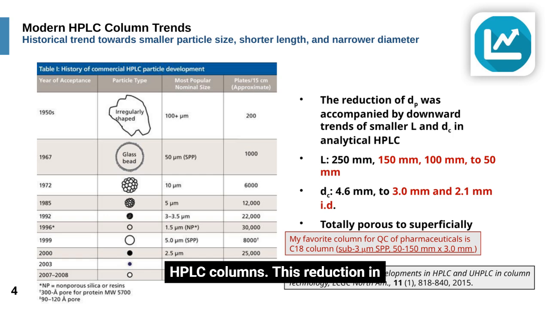This reduction in particle size has been accompanied by downward trends in column length and internal diameter. For QC of pharmaceuticals, a C18 column with sub-3 mm superficially porous particles, and dimensions of 50 to 150 mm x 3.0 mm is preferred.